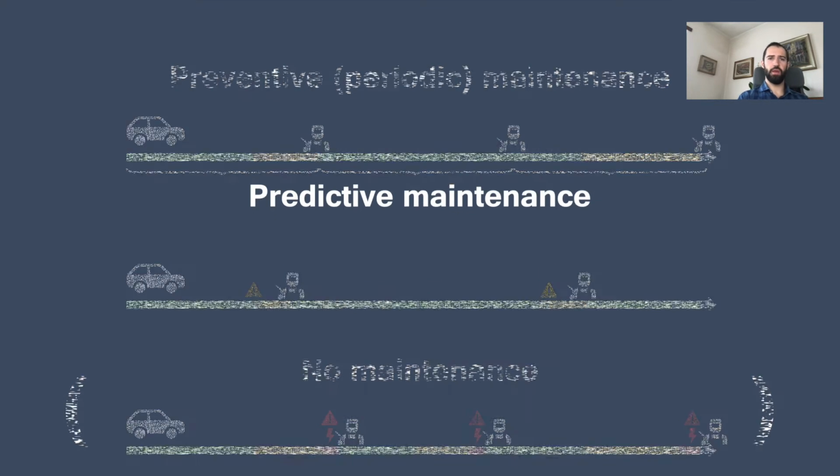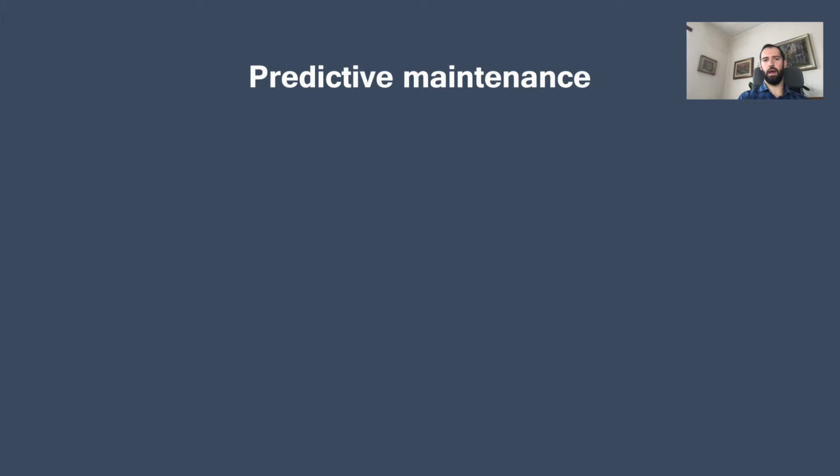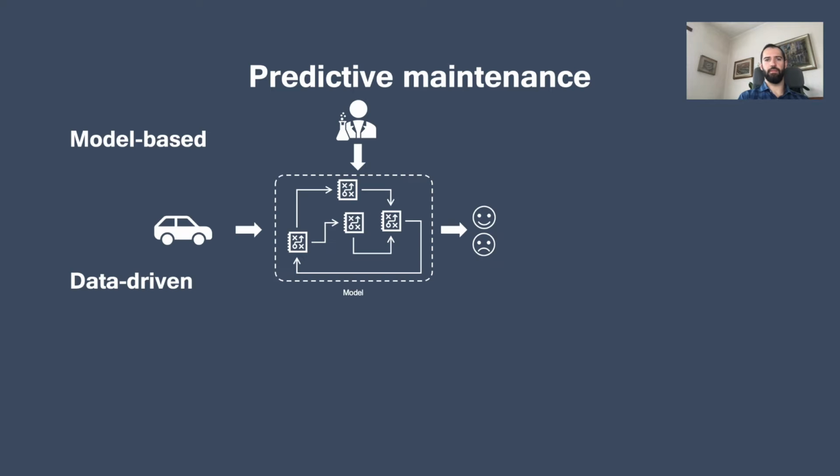So there are two main approaches to predictive maintenance, either model-based or data-driven. In model-based predictive maintenance, we build a physical model of some system and we use that model to infer the system's degradation. This typically produces very accurate results, but it requires building a separate model for each part of the system, which is typically very expensive and also quite complex.